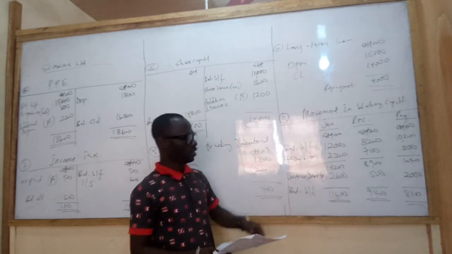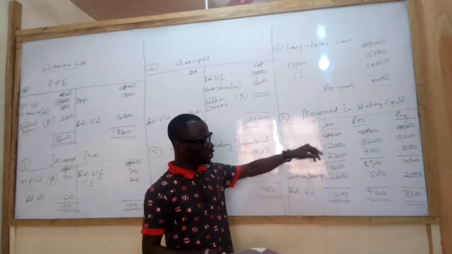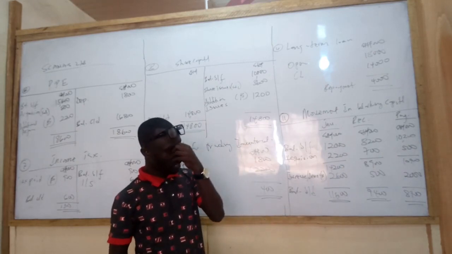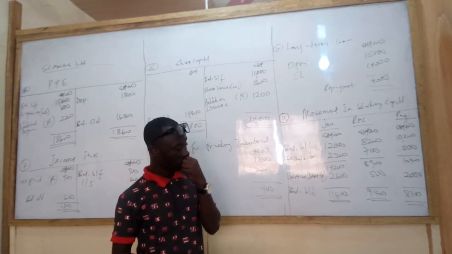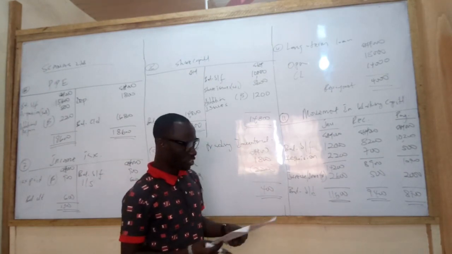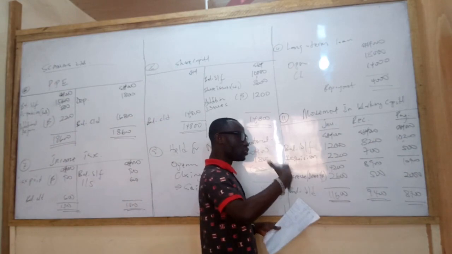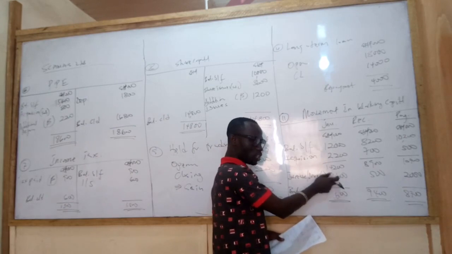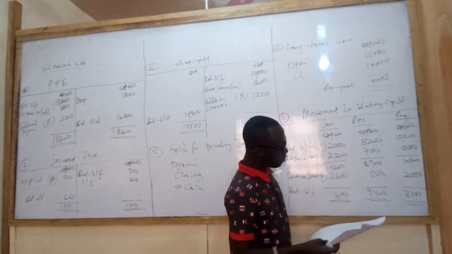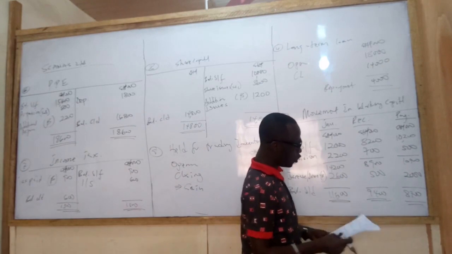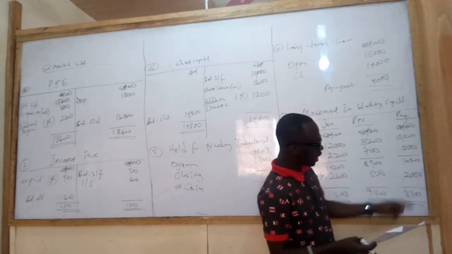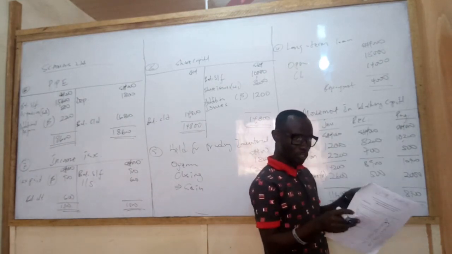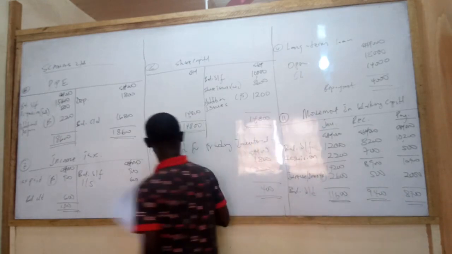Now, tell me, is inventory increasing or reducing? Look at the balancing figure we had. Inventory is reducing. Now, once inventory is reducing, we add, meaning money is coming into the business. Receivables, what's happening to them? It's increasing, so we subtract. Payables, what's happening to them? Decreasing. What does that mean? We are paying them, so we subtract. That's the movement in working capital.